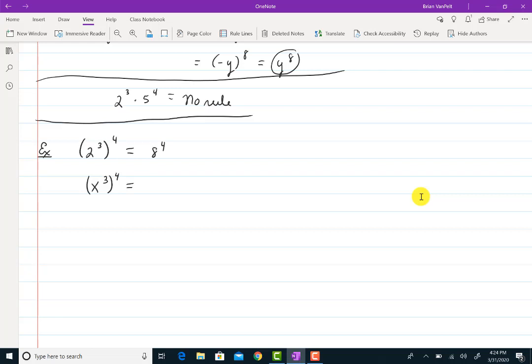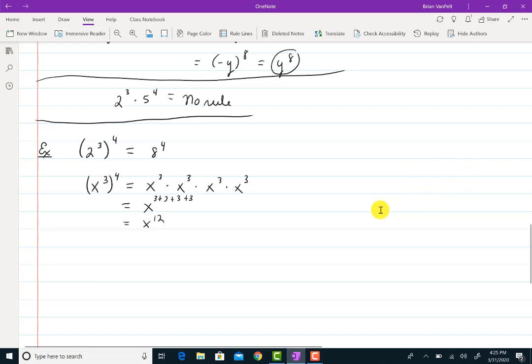So what I can do here is write x to the 3rd times x to the 3rd times x to the 3rd times x to the 3rd. So there's 4 of them. That's raising it to the 4th power. But using the rule that we just did a minute ago, I'm going to add up all those exponents. And then you're going to end up with x to the 12th.